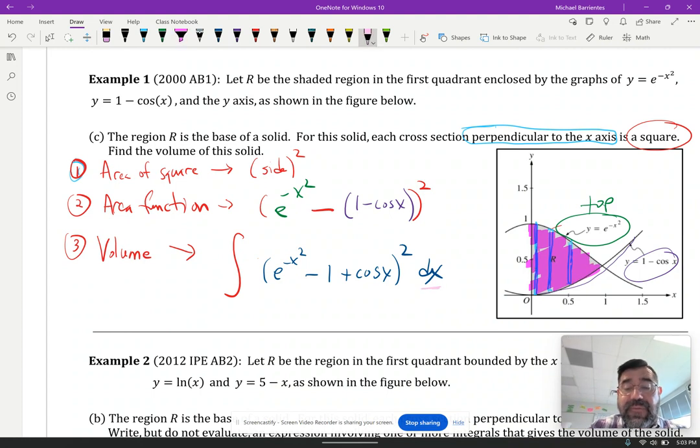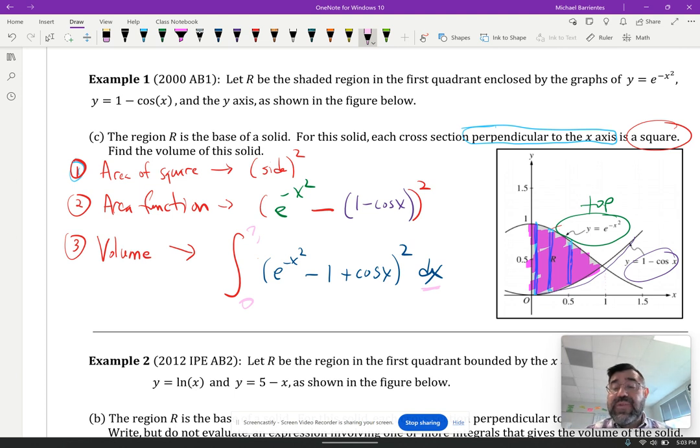Since I'm looking for dx, everything's perpendicular to the x, so I need x values. So it starts at 0 and it ends at, oh, does it end at 1? Question mark? I've got to be very careful there. And so I'm going to go to my calculator.